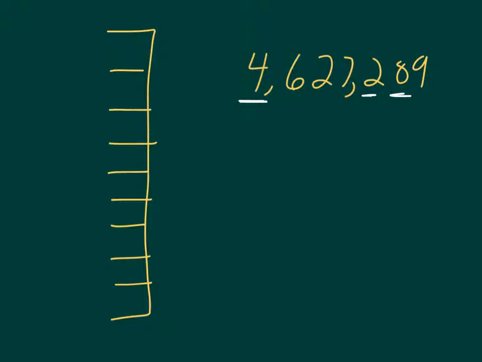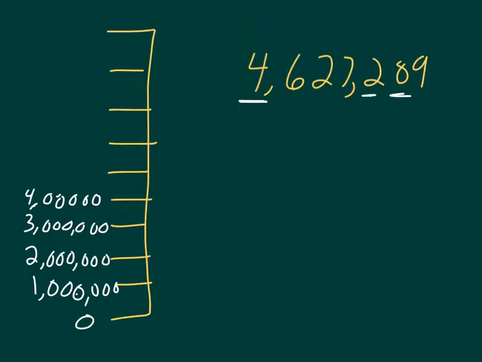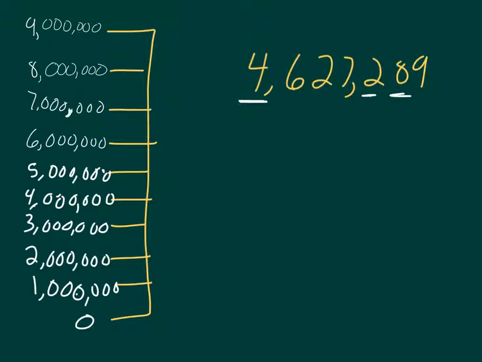I want to say, what is the closest million? So I would start at 0 million, and my next increment would be 1 million, and my next increment would be 2 million, and so on. So here I've got all of them now, all the way from 0, 1 million, 2 million, 3 million, 4 million, 5 million, 6 million, 7 million, 8 million, 9 million. So I have to think about my number, 4,627,289. Well, it's more than 4 million, but it's not quite 5 million. So that would go in between 4 million and 5 million, probably right about here.